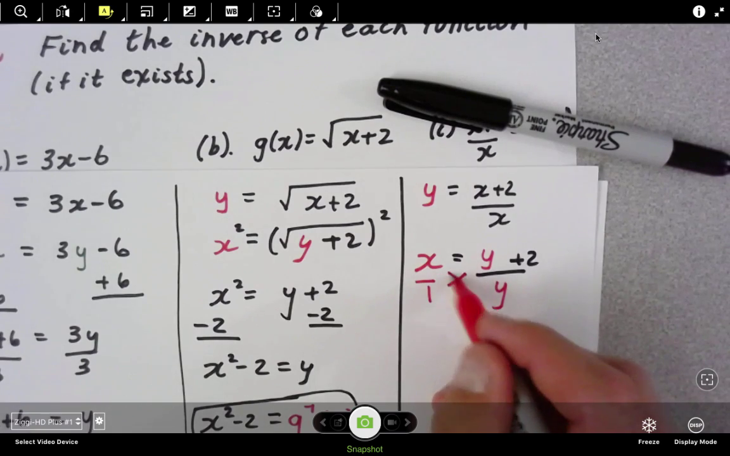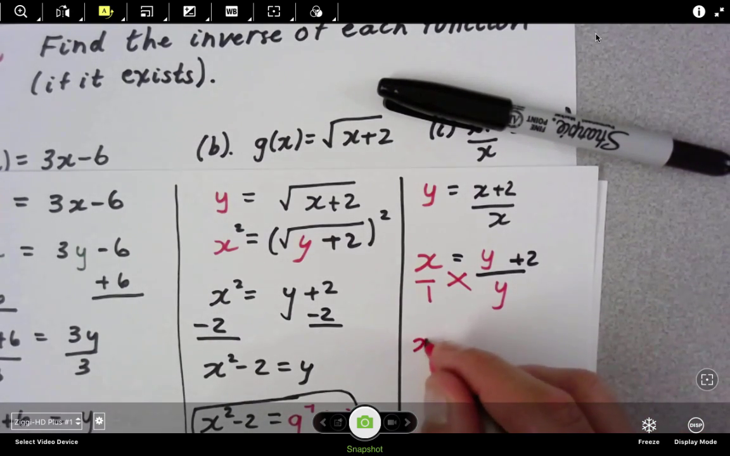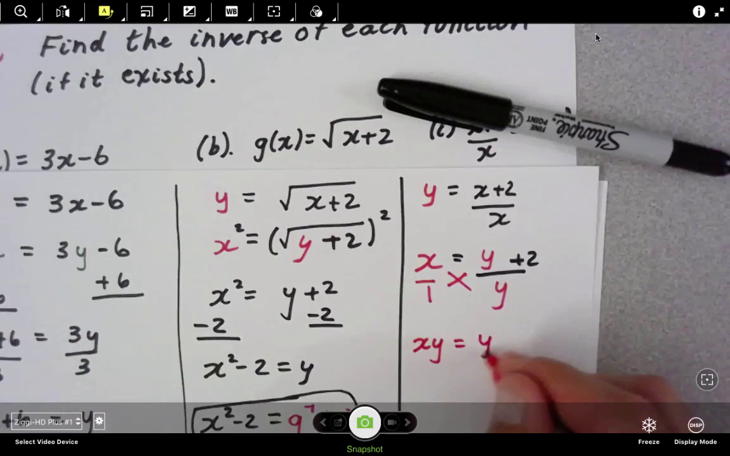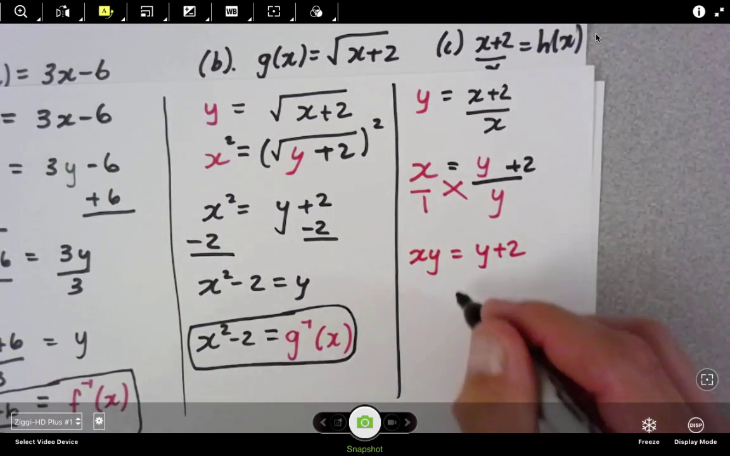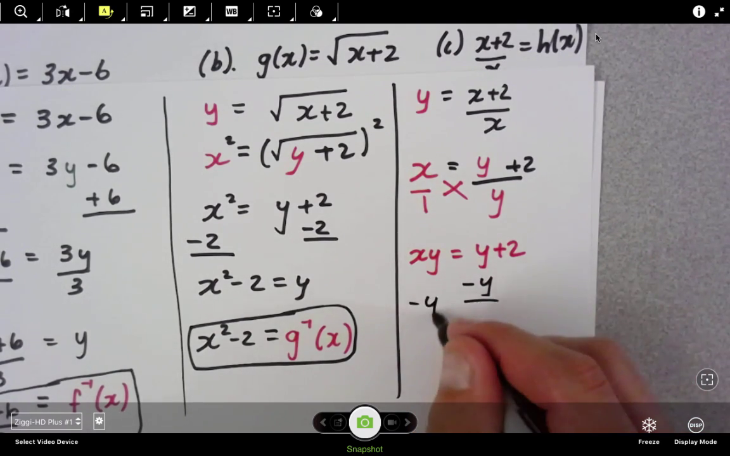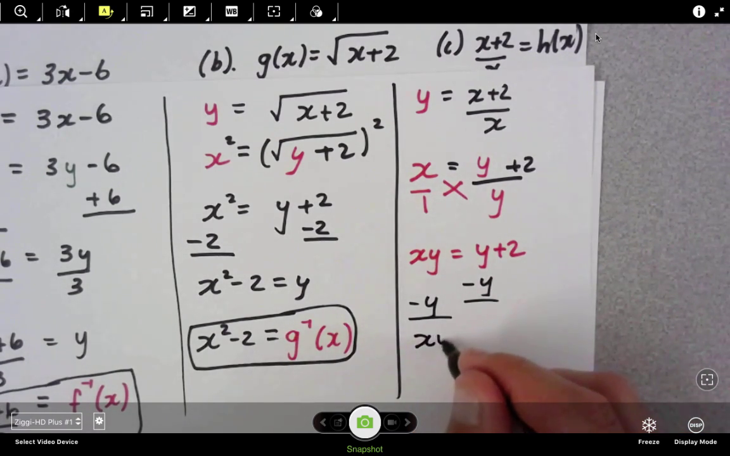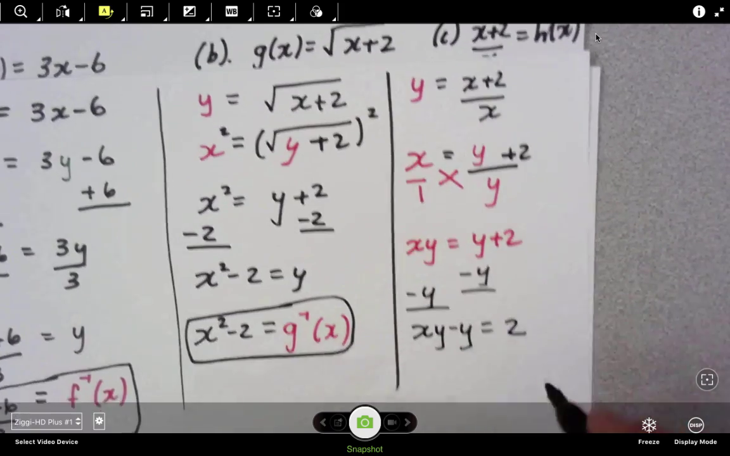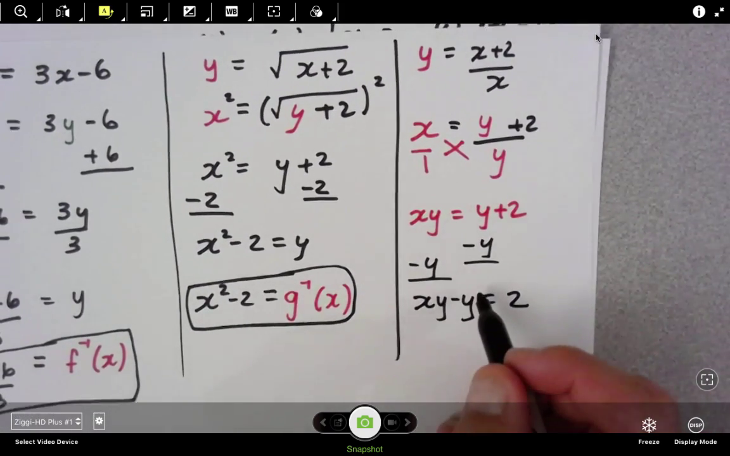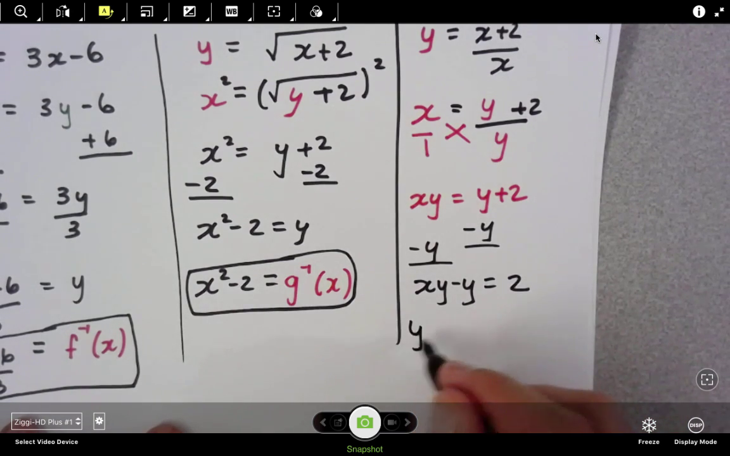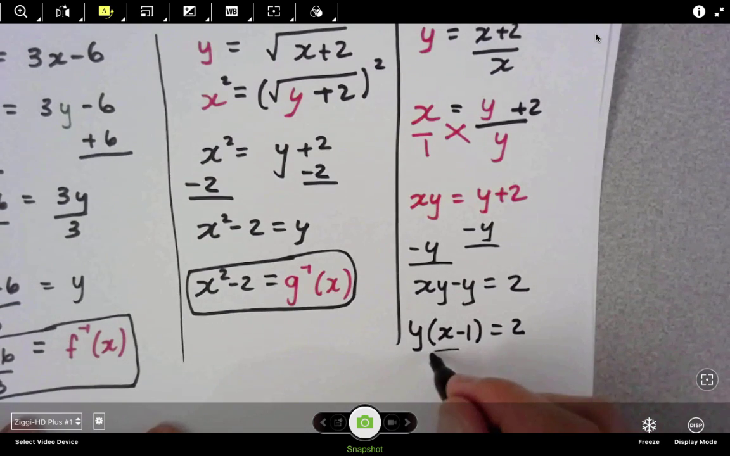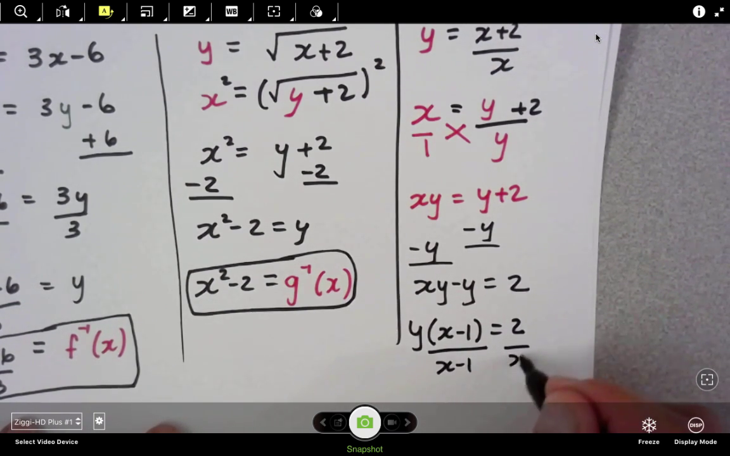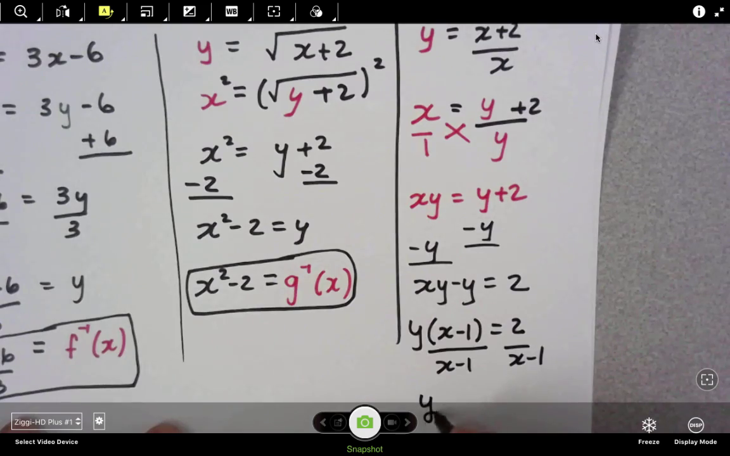You're going to go ahead and cross multiply here. So I'm going to have x times y equals y plus 2. Now I've got two terms with y, so I'm going to bring the y term over. So I have xy minus y equals 2. Notice how both terms have a y in common. So I'm going to factor out the y, and I'm left with y times x minus 1 equals 2. And now I'll divide each side by x minus 1. So I have y equals 2 over x minus 1.